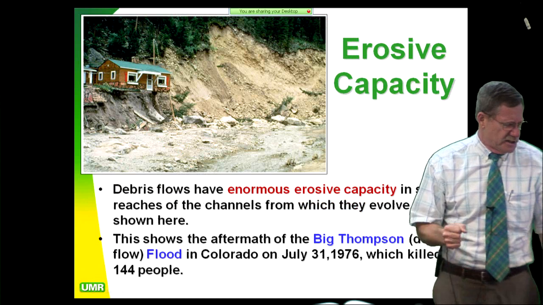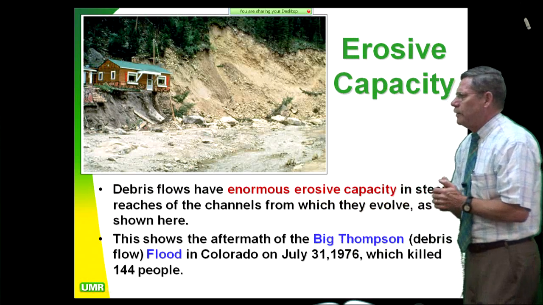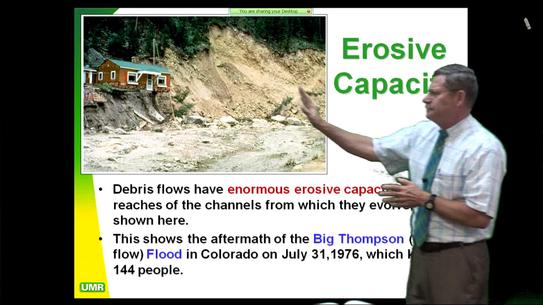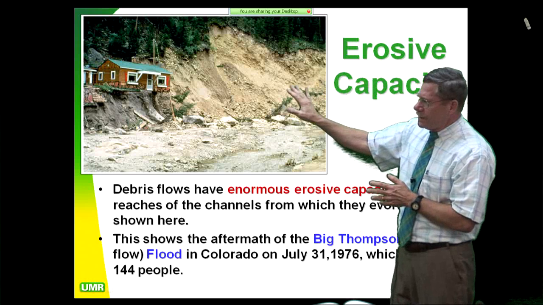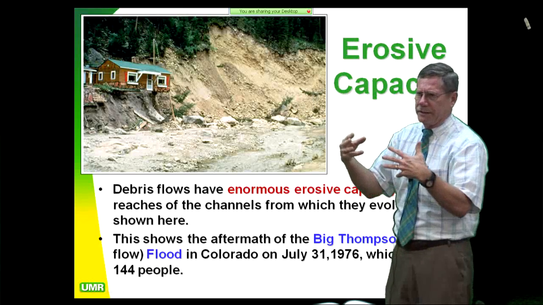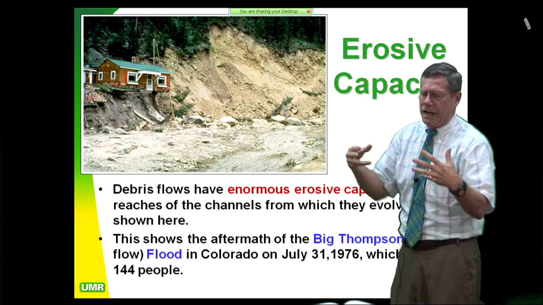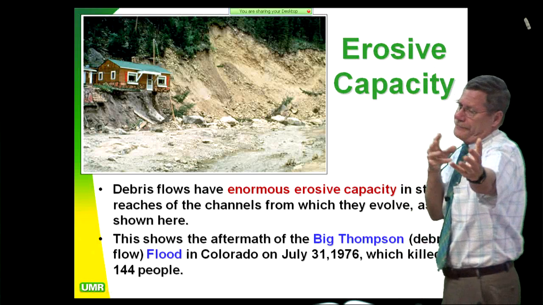Erosive capacity. This shows Big Thompson. Big Thompson killed 144 people. Big Thompson is a good example. When the debris flow comes down, it snowballs. It picks up more and more material. The density gets higher and higher. You then have conservation of momentum. That's why it runs out so far.